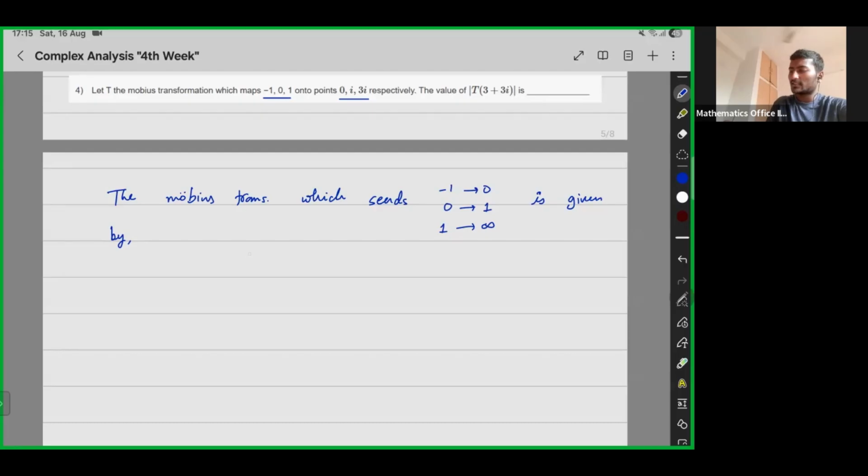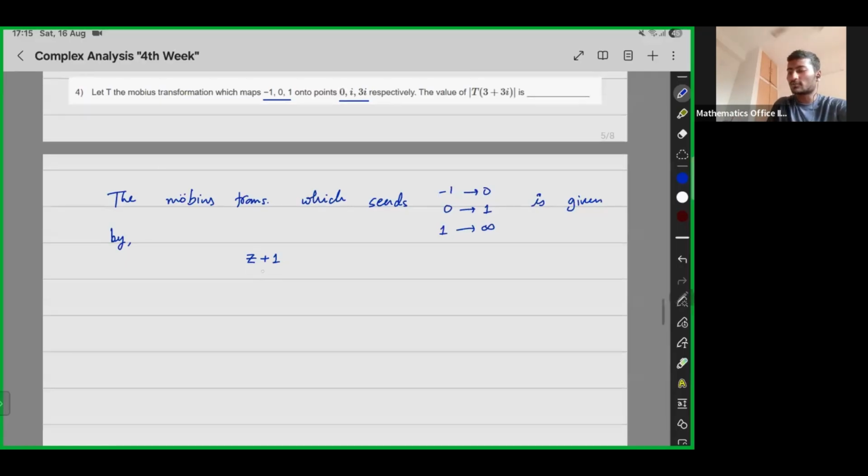So what should it be? Z plus 1, because when you put Z is equal to -1, it becomes 0. Fine. Now 0 is going to 1. When you put the value 0, it goes to 1, so no need to change anything. Z plus 1 is working. Now 1 is going to infinity. When you put Z is equal to 1, the value should be infinite. But putting Z is equal to 1, you're getting 2, since 1 plus 1 is equal to 2. So in the denominator, we have to do something that gives 0 on putting 1. So take 1 minus Z in the denominator. That gives us what we want.